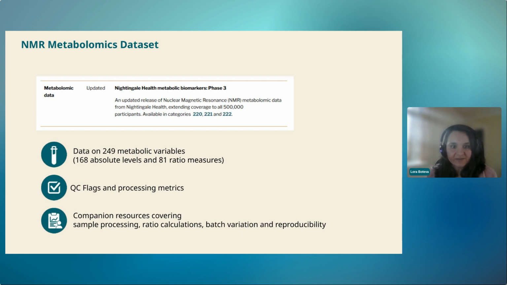All of this is available under categories 220, 221, and 222 on Showcase. If you do visit Showcase, you will also find that we have a number of companion resources covering sample processing, the ratio calculations, batch variation, and also details on how we have monitored reproducibility during the course of this study. There are a lot of very helpful resources, so I would really encourage anyone considering using and analyzing this data to visit Showcase and have a read through the resources.